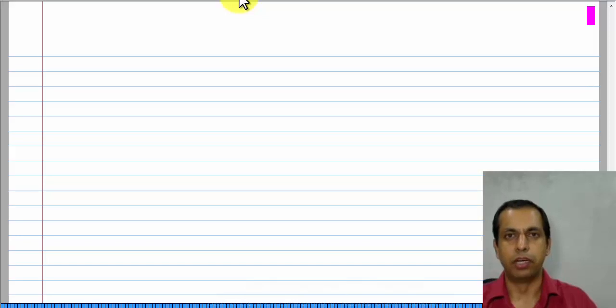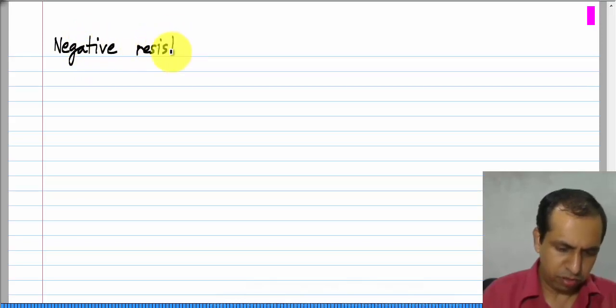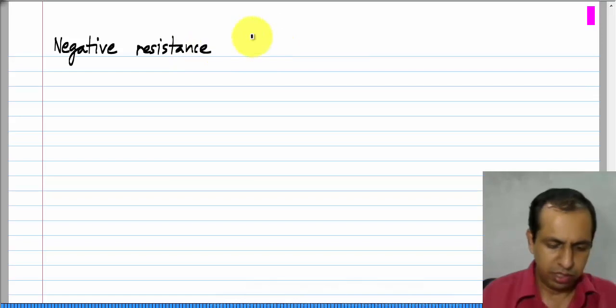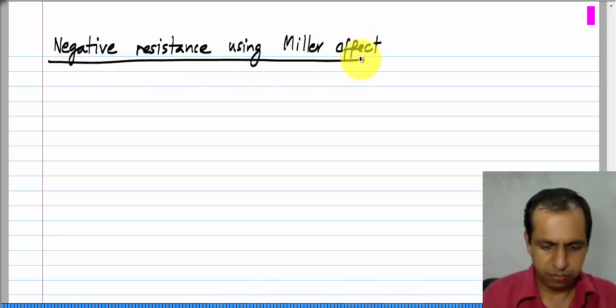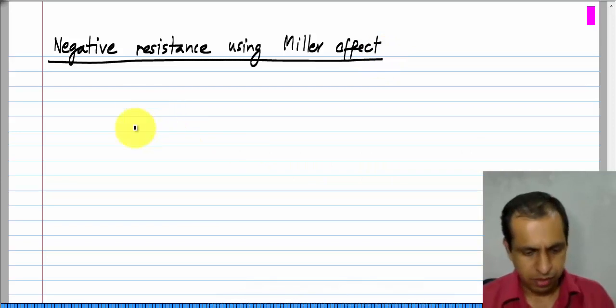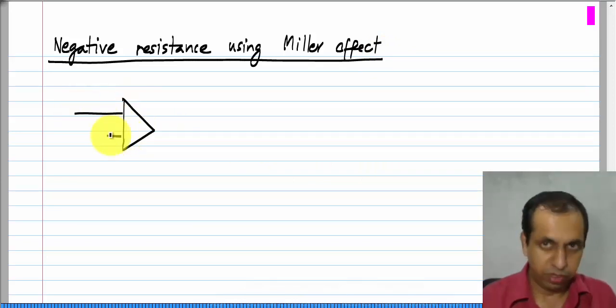In this lesson, we'll look at another example circuit, which is to synthesize a negative resistance using an op amp. I'll say negative resistance using Miller effect. I'll explain what that is. Okay. Let's consider a non-inverting amplifier.